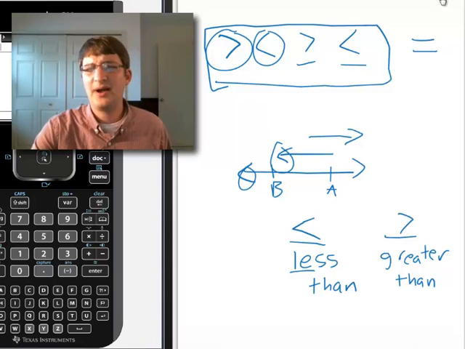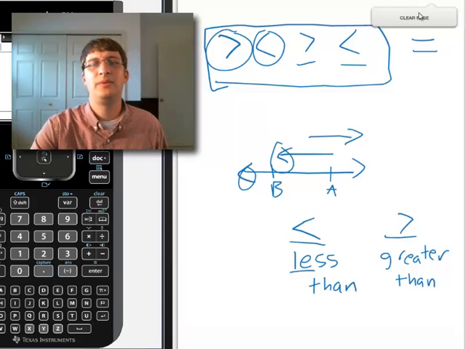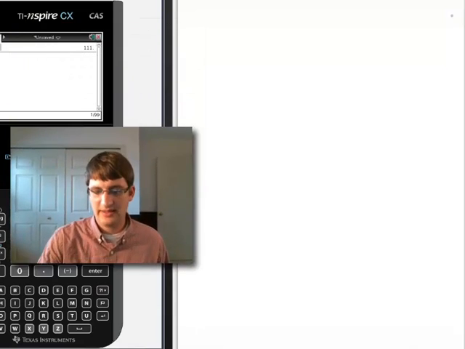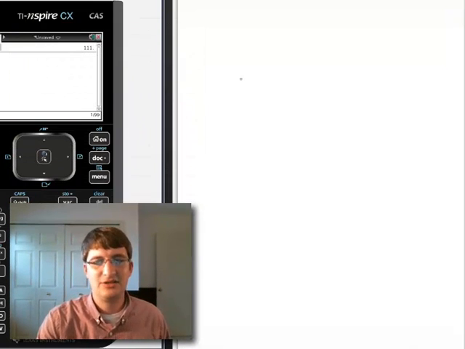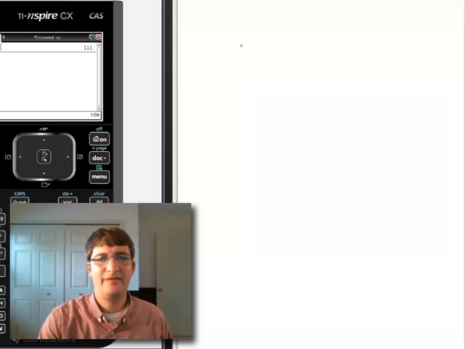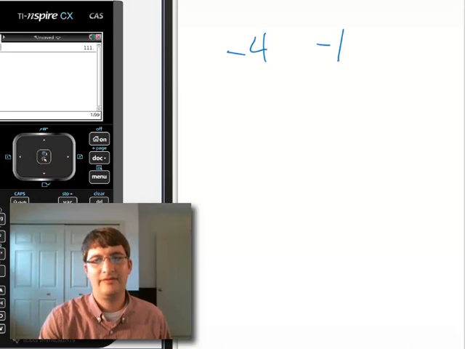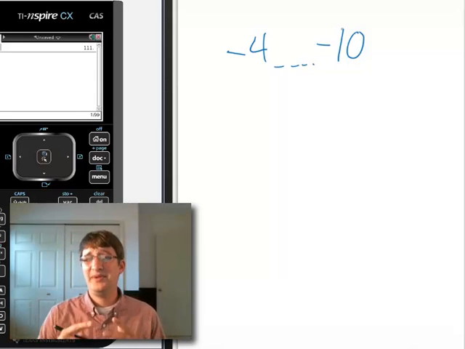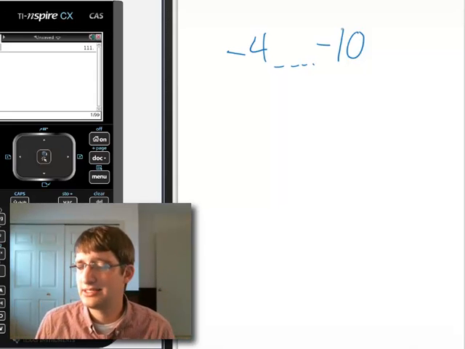So let's try a couple problems to see what people are going to ask you for, especially the basic inequalities, okay? One of the first things people might ask you to do is to just fill in the blank. Say, for example, I have the number -4 and the number -10, and then I put a blank here in the middle and ask you to fill in the blank. What would make this statement true is what they would ask you, okay?